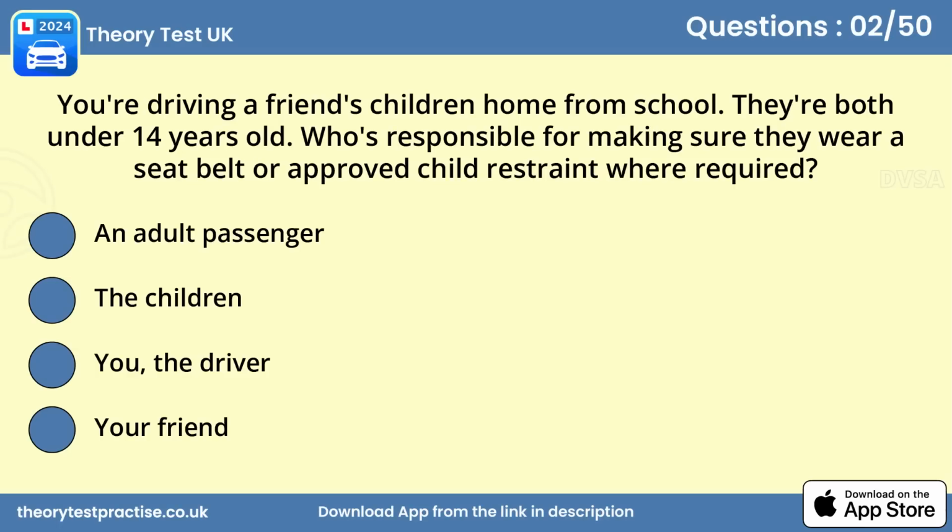Question 2. You're driving a friend's children home from school. They're both under 14 years old. Who's responsible for making sure they wear a seatbelt or approved child restraint where required? C. You, the driver.